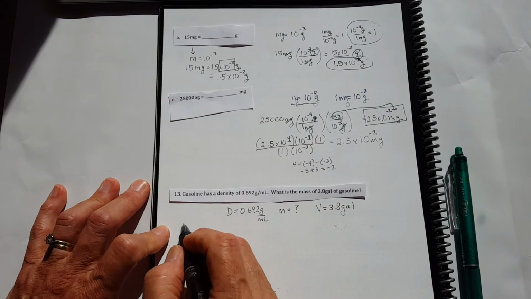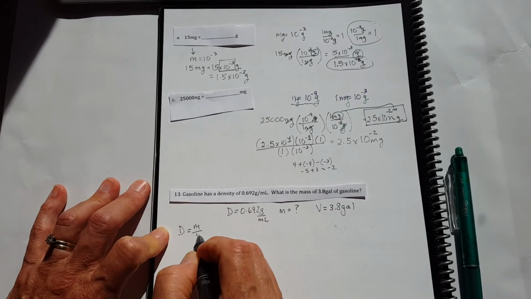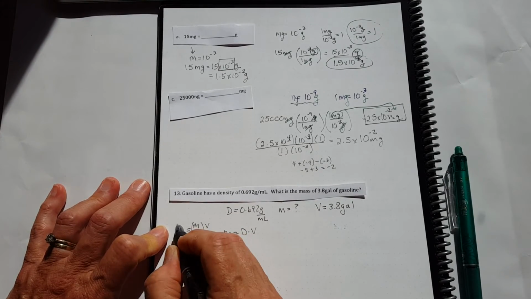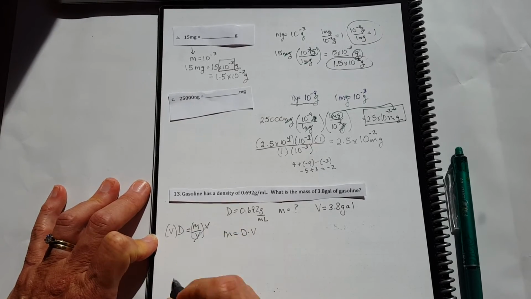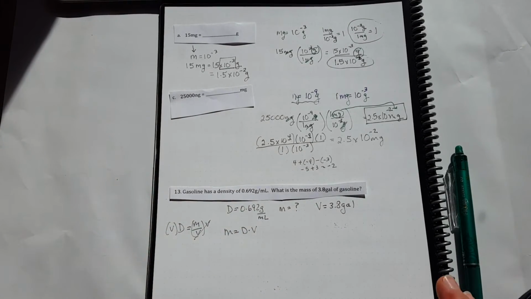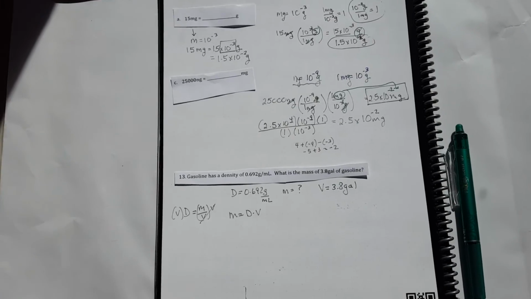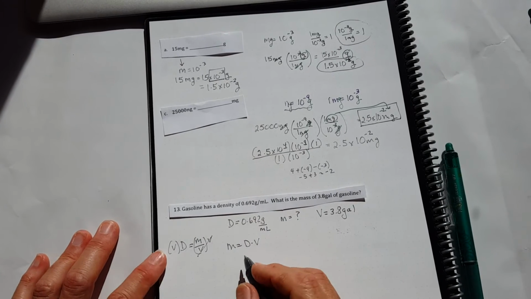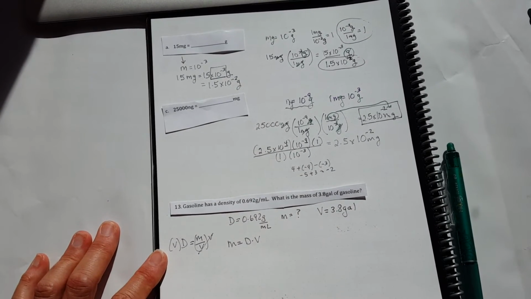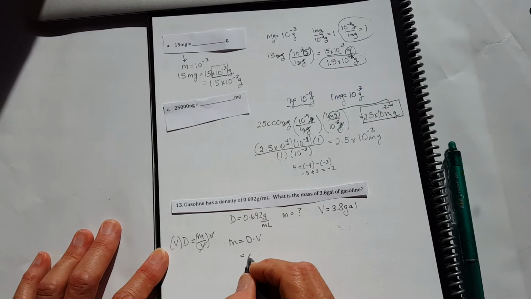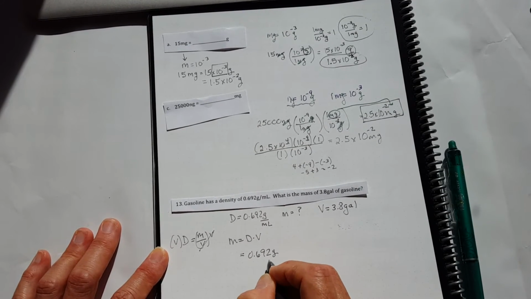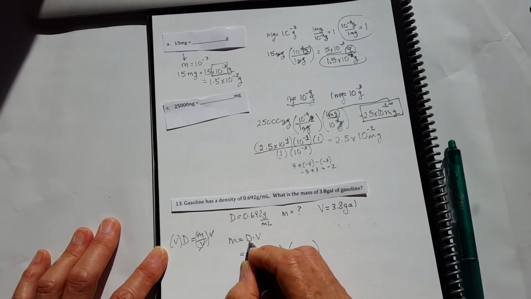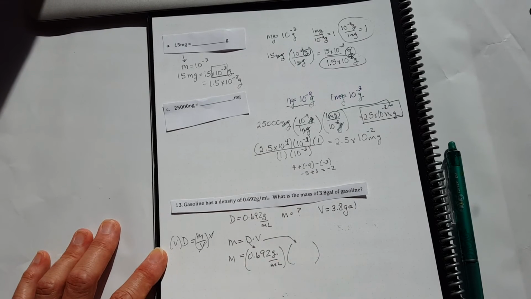I'm looking for mass, so the formula for density is density equals mass over volume. So mass is equal to density times volume, right? If I multiply both sides of this equation by V, I get mass equals density times volume. Okay, so the next step is we're going to plug in. When we plug in to solve for the mass, the density is 0.692 grams per milliliter. And then I need to multiply that by the volume, right? Density times volume. That's going to give me the mass.